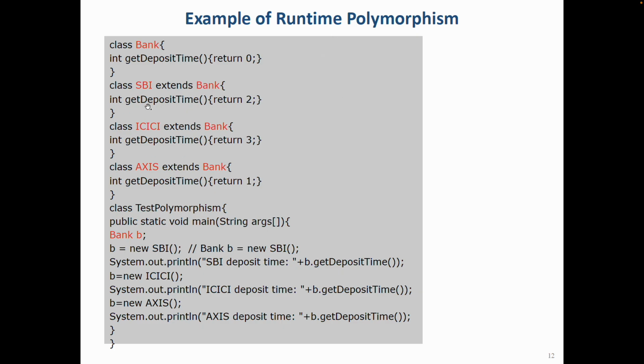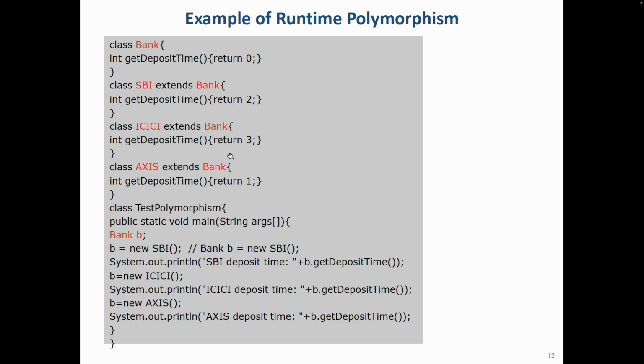And one more example. Let's break it down. Okay. So we have this class Bank. It has this getDepositTime method. I would like you to know the output. Let's try to read it, please, and then we'll go over it. In Bank, getDepositTime returns 0. We have SBI extends Bank, it returns 2. We have ICICI extends Bank, it returns 3. We have class Axis extends Bank, returns 1. So we have all these three classes. All of them are extending Bank, and they are just returning different values for getDepositTime.